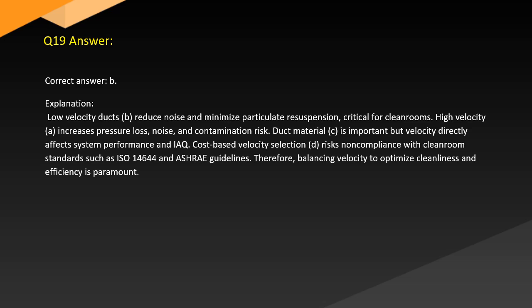Answer. Correct answer B. Explanation. Low velocity ducts (B) reduce noise and minimize particulate resuspension, which is critical for clean rooms. High velocity (A) increases pressure loss, noise, and contamination risk. Duct material (C) is important, but velocity directly affects system performance and IAQ. Cost-based velocity selection (D) risks non-compliance with cleanroom standards such as ISO 14644 and ASHRAE guidelines. Balancing velocity to optimize cleanliness and efficiency is paramount.